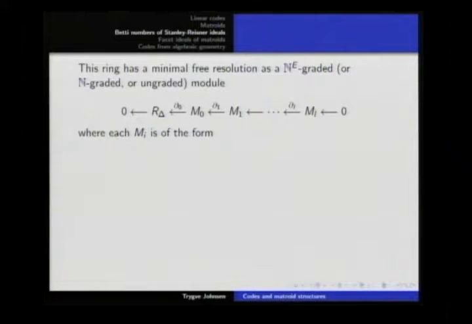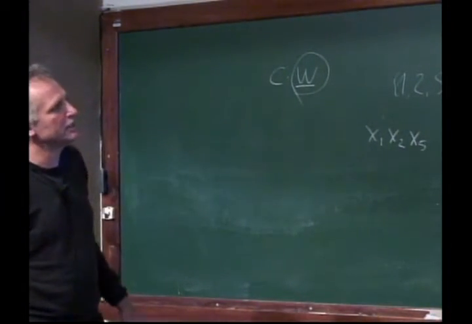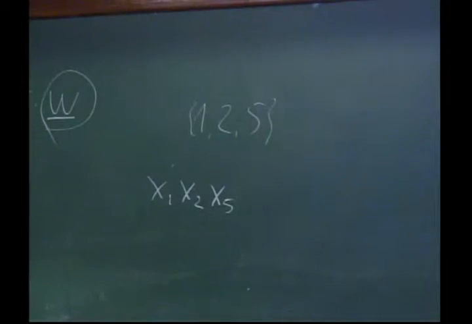And this ring has a minimal free resolution as an N-graded, E-graded, or ungraded module, depending on how much grading you put on it, where each M_i is of the form indexed either by alphas, which are really simplices, or I mean subsets of E, or by beta, such beta_ij.